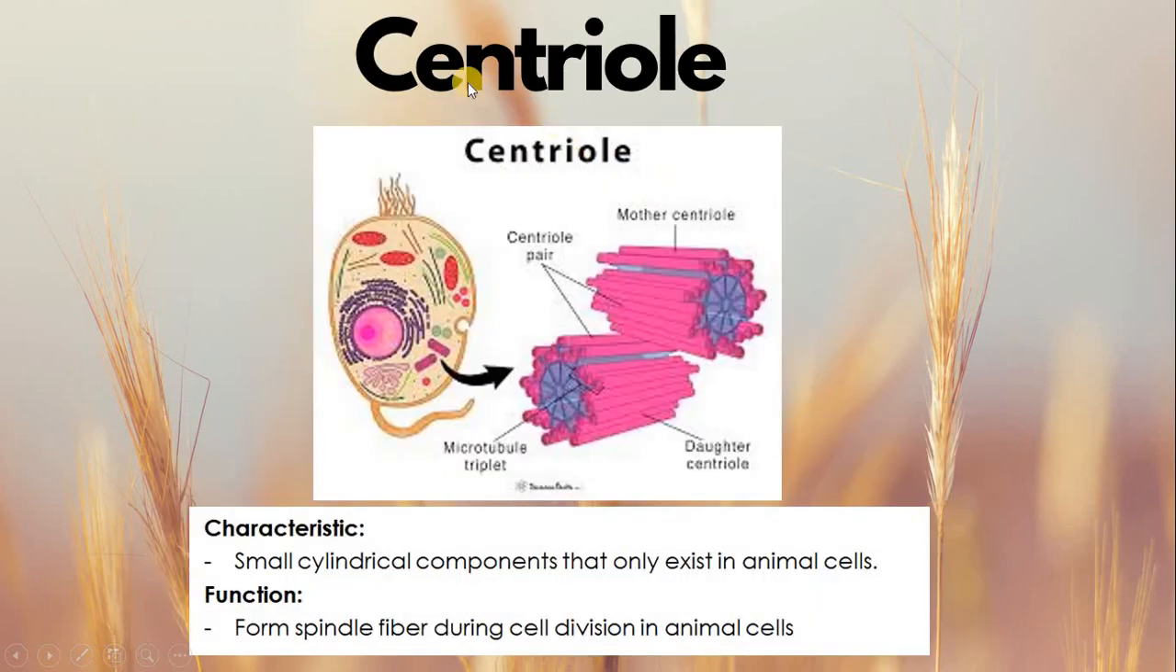Okay, centriole. This is referred to as the centriole. The structure is like this: a small cylindrical component that only exists in animal cells. Function: form spindle fibers during cell division in animal cells. We are going to discuss more about the spindle fiber in chapter 6.